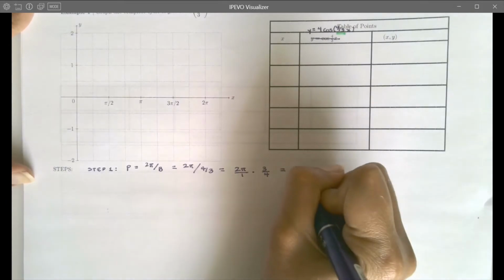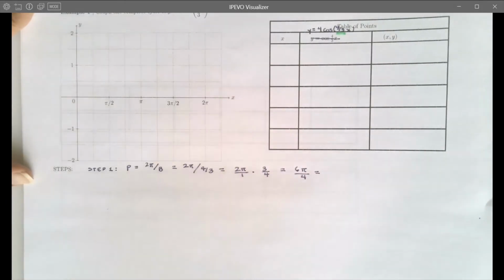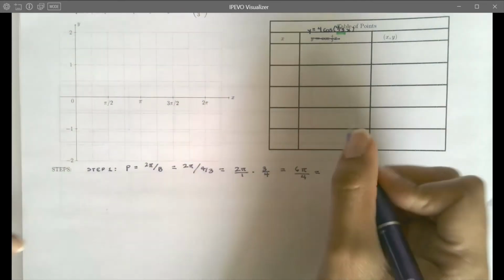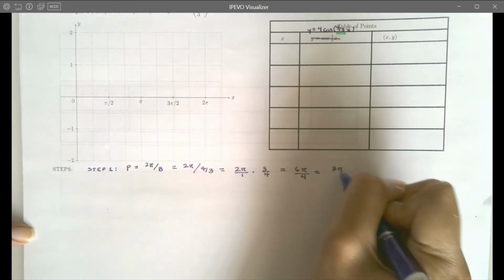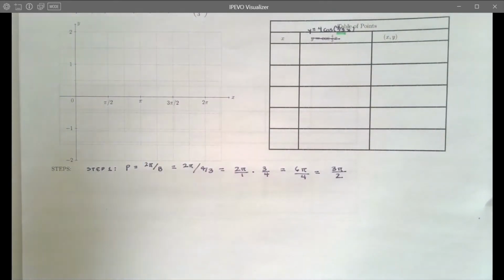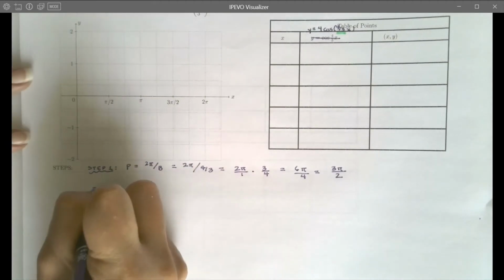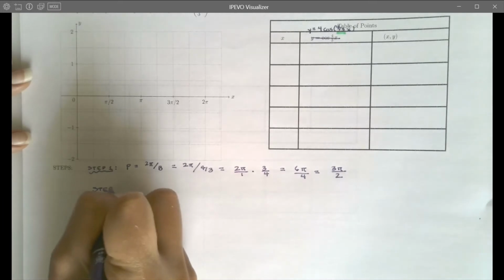Okay, so that's going to give us 6 pi over 4, which if we divide top and bottom by 2, is going to give us 3 pi over 2. So we have a period of 3 pi over 2. That's the first step.